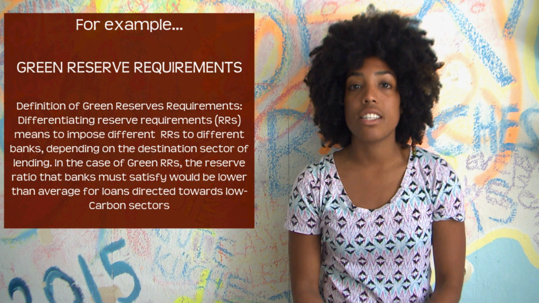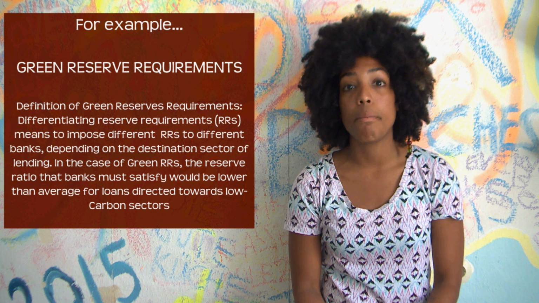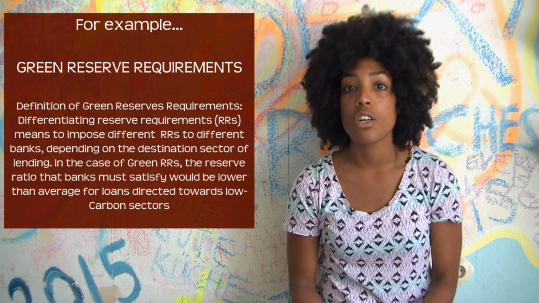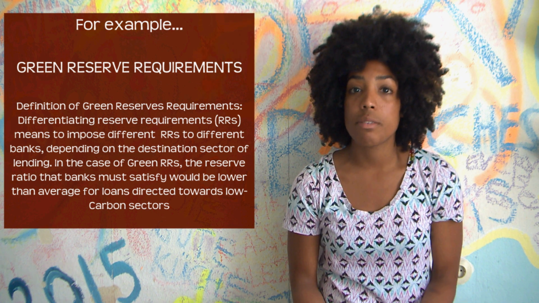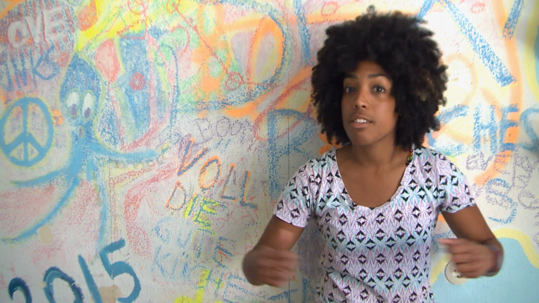One can differentiate these requirements by looking at the specific sectors a bank lends its money to. In the case of green reserve requirements, a bank that lends its money to the green or low carbon sector would be given a lower requirement. This would thus incentivize banks to lend more money to the low carbon sector and thus make us more resilient to climate change.